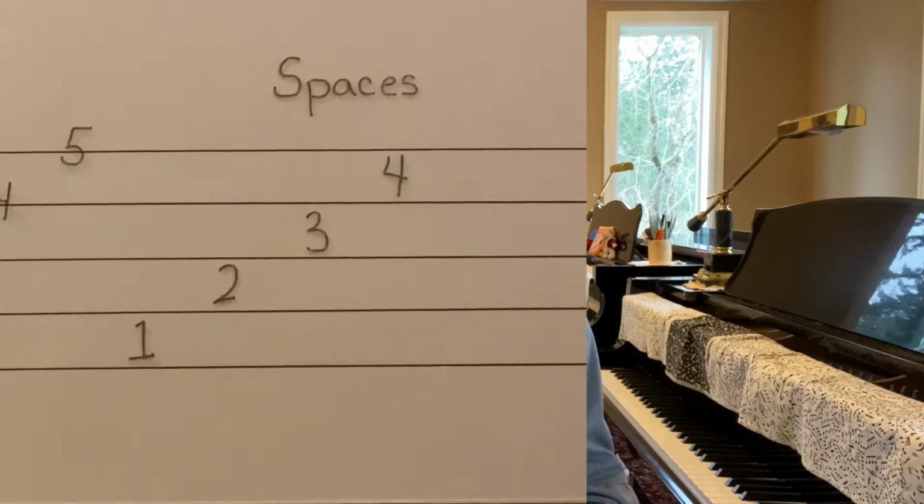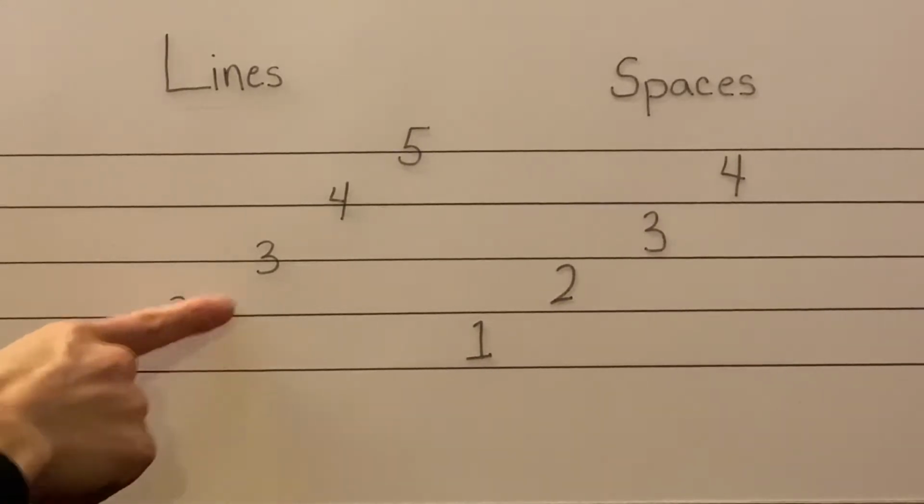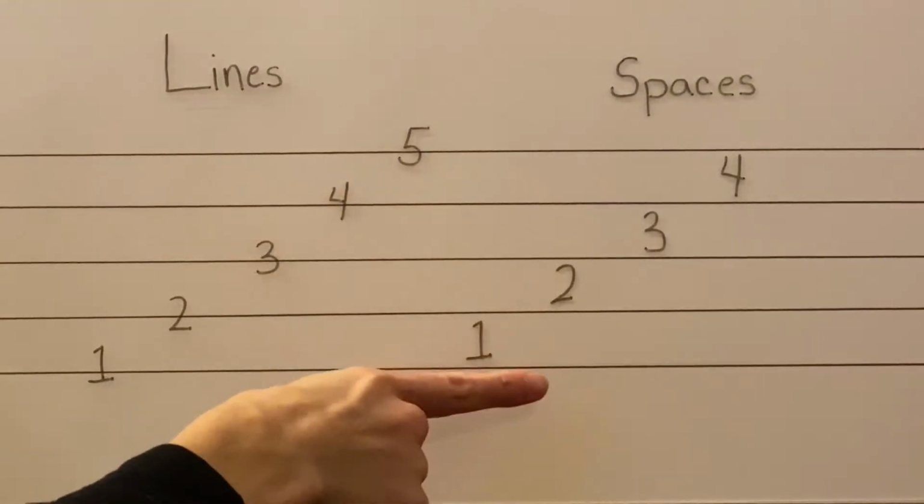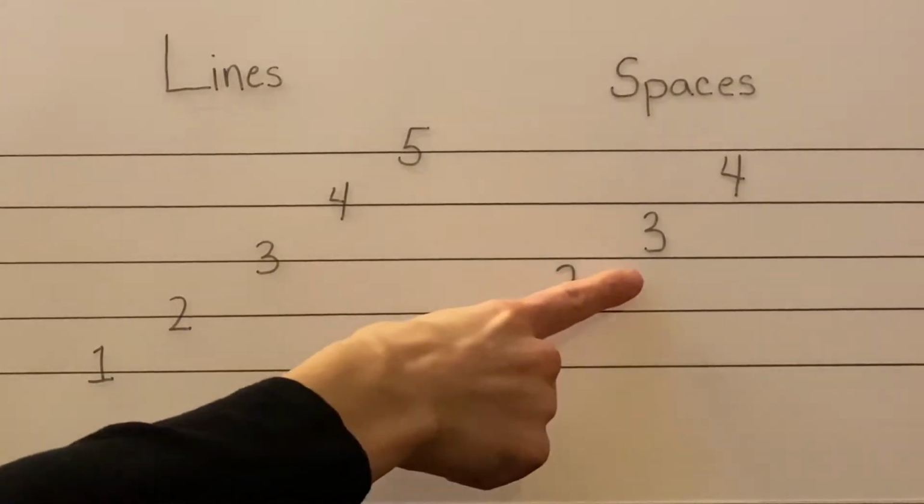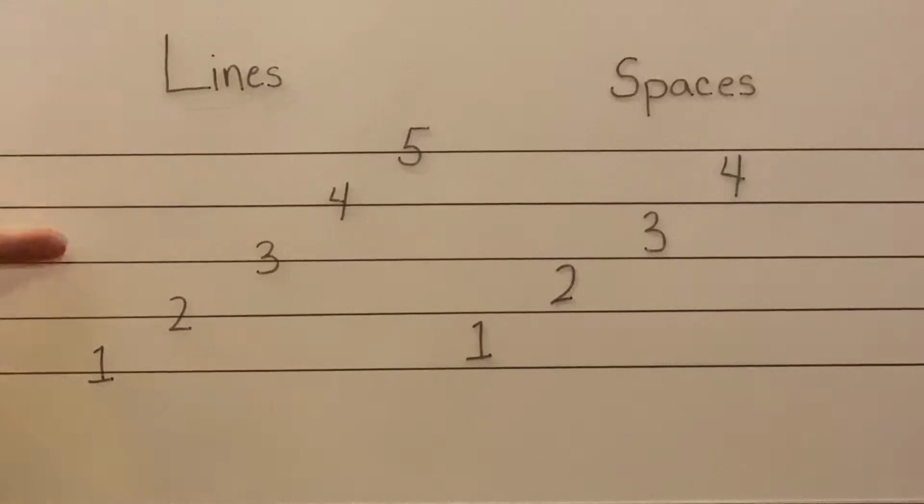Let's get started. Today we're in Unit 2. We're on pages 6 and 7. And we're going to talk about a staff. A staff is made up of lines and spaces. And if you notice, we have 5 lines, 1, 2, 3, 4, 5, and 4 spaces, 1, 2, 3, 4. We always start at the bottom and then we count up when we're numbering our lines and our spaces. So all of our musical staffs will have lines and spaces. 5 lines, 4 spaces.